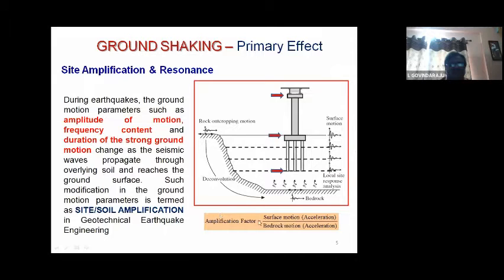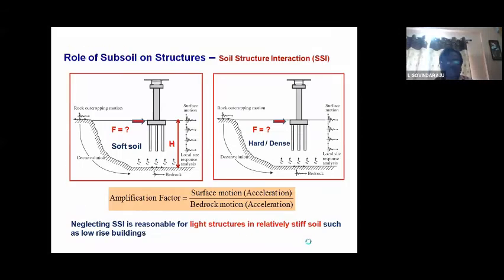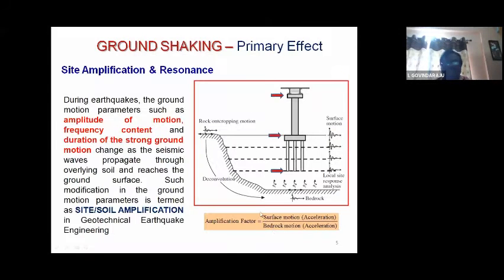This amplification factor is very, very important in the earthquake resistant design of structures. More precise estimation depends on several factors. Till today, we do not have such a well-established technology to arrive at the exact value of the amplification factor, but still we do our best to meet this requirement.